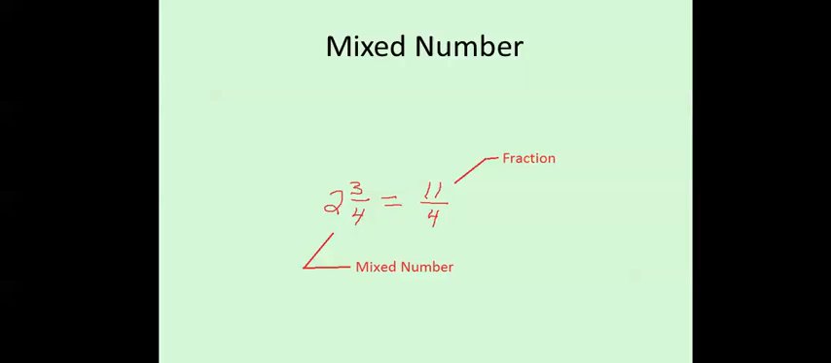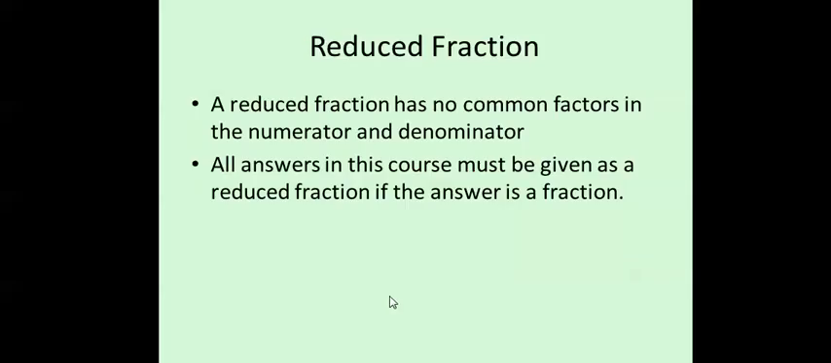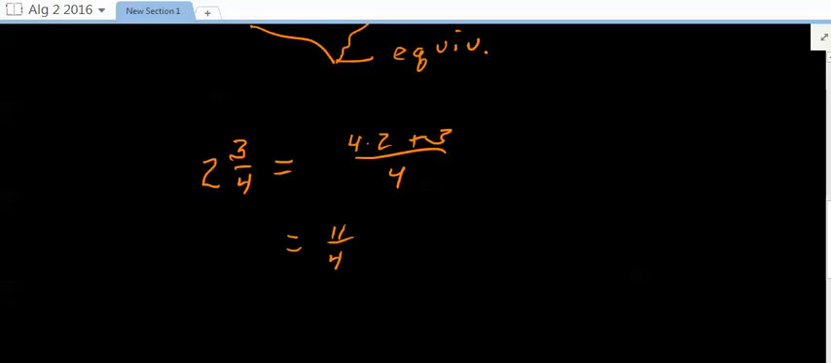All right, and we're almost done here. Improper fractions, otherwise known as top-heavy fractions, have a numerator larger than the denominator. Even though it uses the term improper, we leave our answers in this form. And lastly, a reduced fraction has no common factors in the numerator and the denominator. Always reduce.